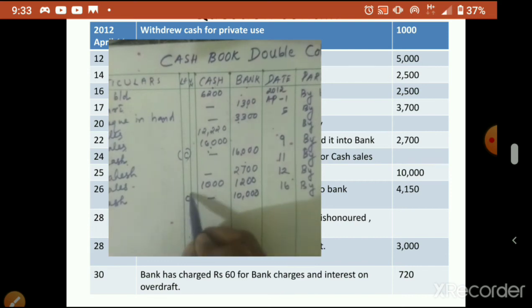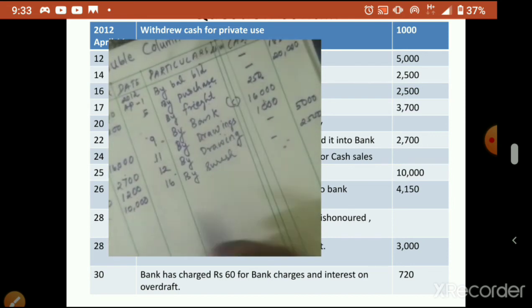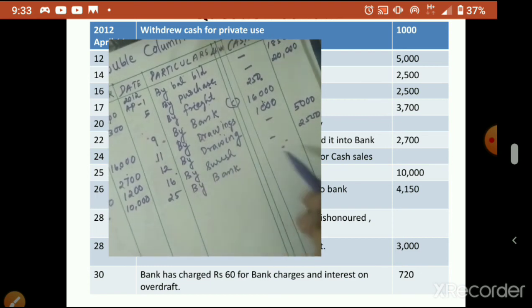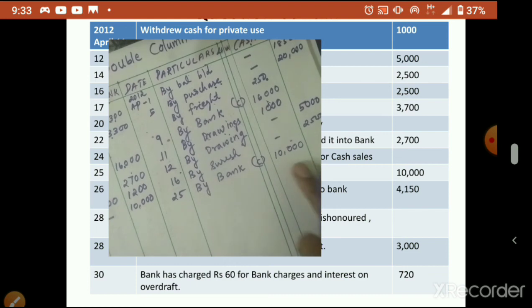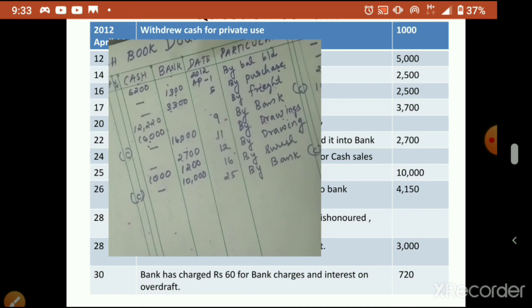So it is contra C. Then again, on this side also, by bank, then you write the amount in the cash column, 10,000. This also is contra. Okay, so money you are deducting from this side and putting in the bank column here. So here in the cash column you are writing, and here you are writing in the bank column.